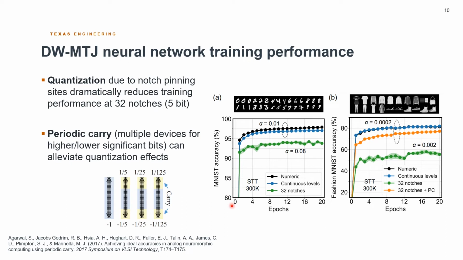However, this can be alleviated through periodic carry, or using multiple devices for higher or lower significant bits, the scheme of which is shown here. And as you can see in the orange curve here, the performance more closely matches that of ideal, although it is still lower.